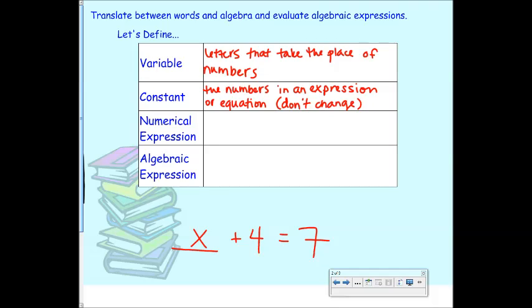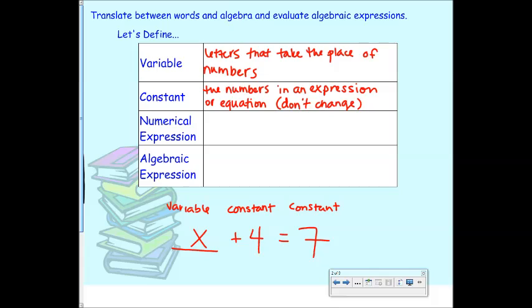So in this case, which is our variable and which is our constant? X is the variable. 7 is a constant. What about 4? Also a constant. All right, 4 is always going to be worth 4. When you count, it always is the same thing.